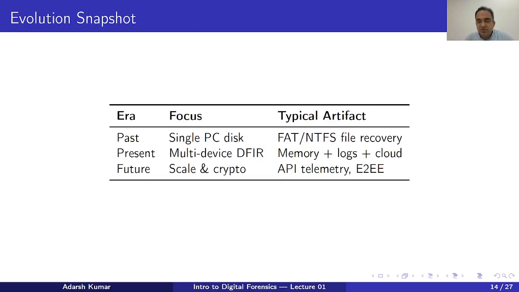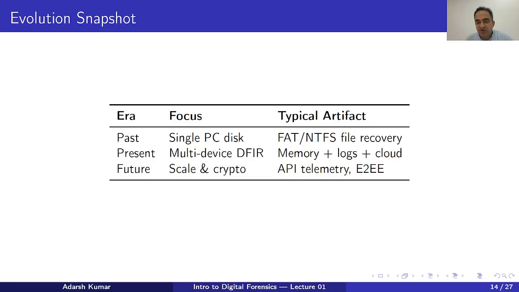The table contrasts eras. Past: focus on single personal computer (PC) disk and file allocation table (FAT), new technology file system (NTFS) recovery. Present: multi-device digital forensics and incident response (DFIR) with memory, log, and cloud. Future: scale and cryptography with application programming interface (API), telemetry, and end-to-end encryption. Use this as a memory aid.